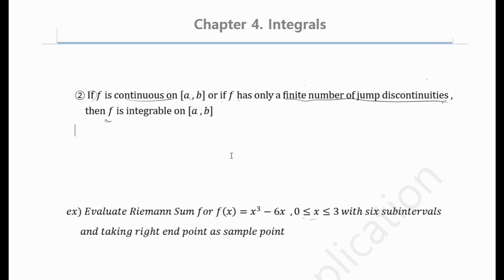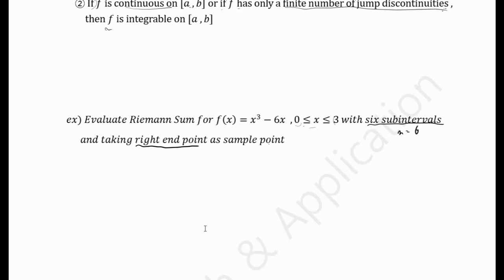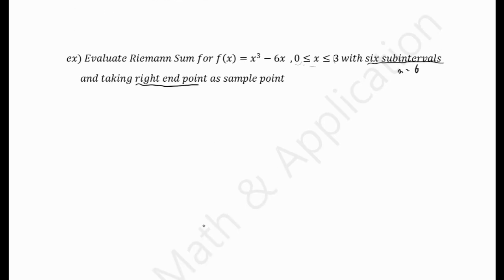The first example is to evaluate the Riemann sum for f(x) equals x cubed minus 6x, where x is between 0 and 3, including 0 and including 3, with 6 subintervals. Six subintervals means n equals 6, and taking the right endpoint. The right-hand function value is the height of the subrectangle, as the sample point. So we can draw x cubed minus 6x.